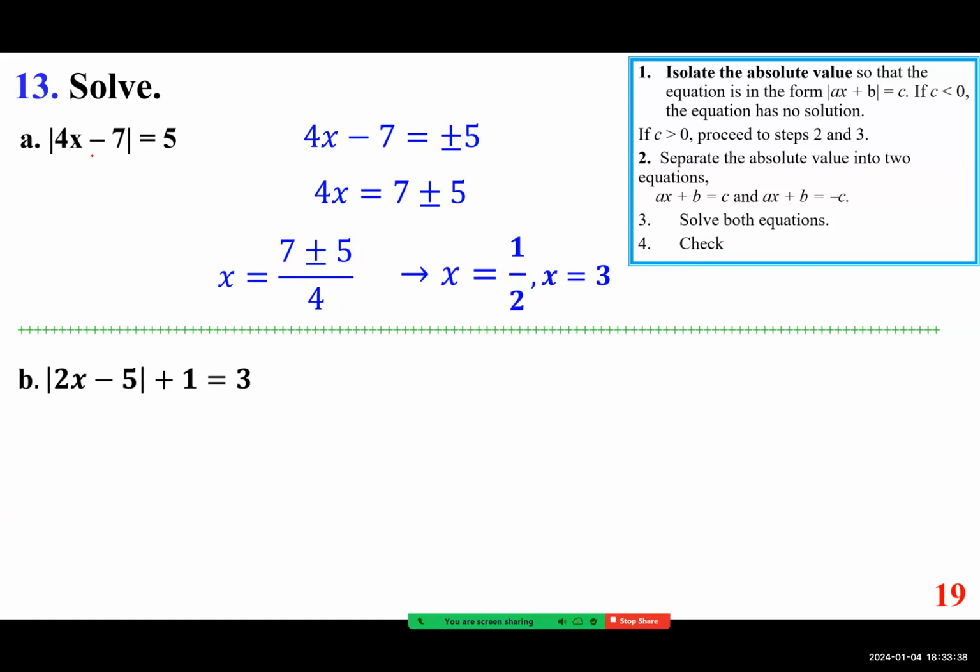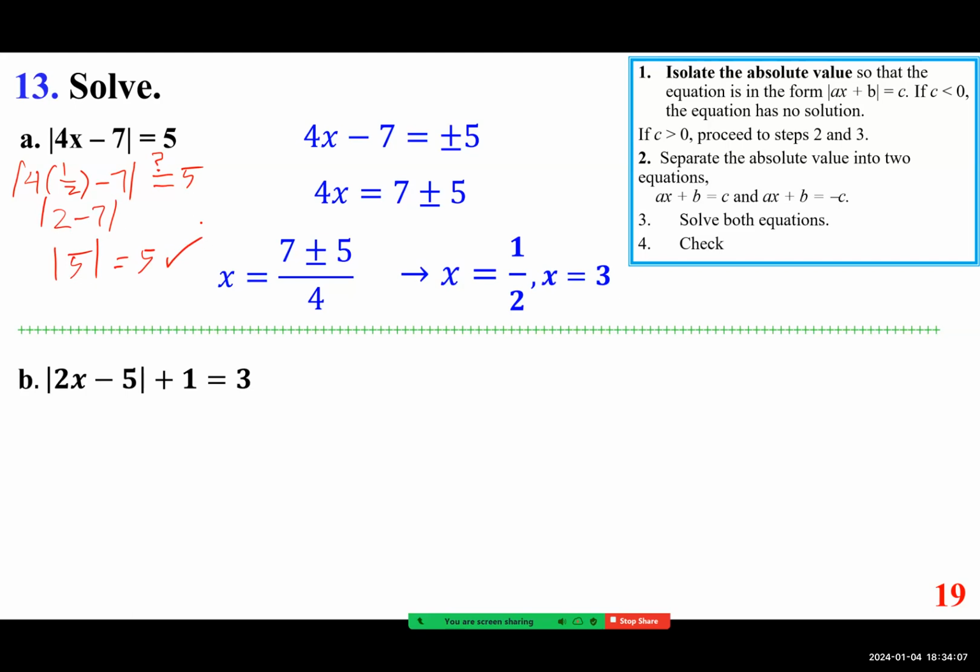Checking takes place with the original equation. So you would say 4 times x, which is 1/2, minus 7. And we're going to put a question mark because we are checking to see if it becomes equal to 5. So as you can see, this is 2 minus 7, and this is the absolute value of negative 5. And yes, it is 5. It checks, and you can check the other one on your own.